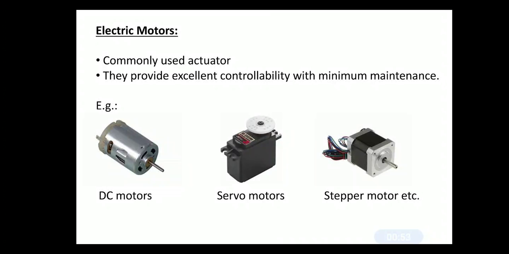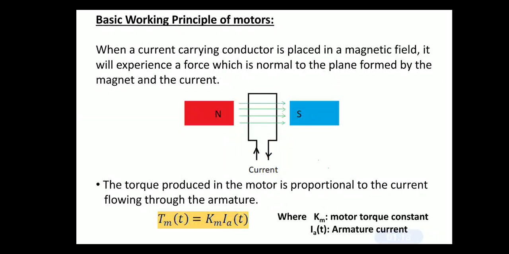There are basically three types of motors used for robotic applications. One is a DC motor, then the servo motor, and finally the stepper motor. We will be studying in detail about these various types of motors in the upcoming slides. Before that, we need to know the basic working principle of a motor, which is common for all three types of motor.